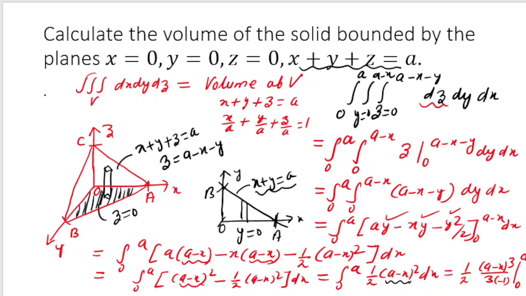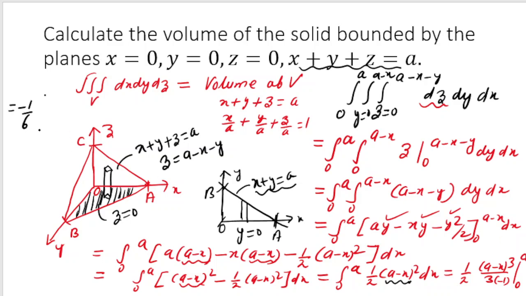We have a minus x whole square. So the integration will be a minus x cube by 3. But why am I writing this minus 1? Because the coefficient of x is minus 1. So now we have 1 by 2, 3 into minus 1, that is minus 1 by 6. So I write it over here. We get minus 1 by 6.